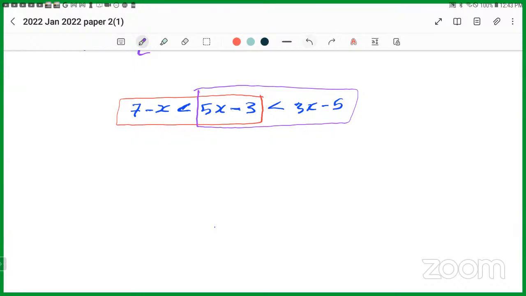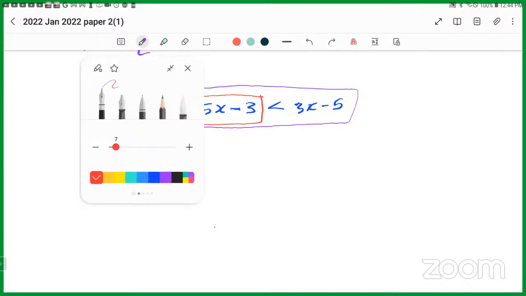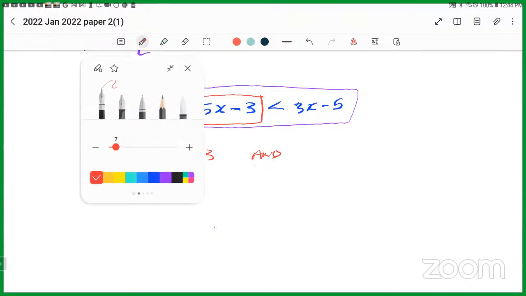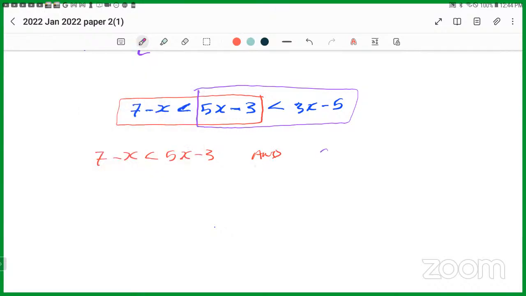So if I take the left side first and put it in red, just to highlight it, I would be solving 7 minus x less than 5x minus 3. And the part in purple would be 5x minus 3 less than 3x minus 5. I have to do them separately. It's like I'm solving this for x, making x the subject, and solving this to make x the subject separately.